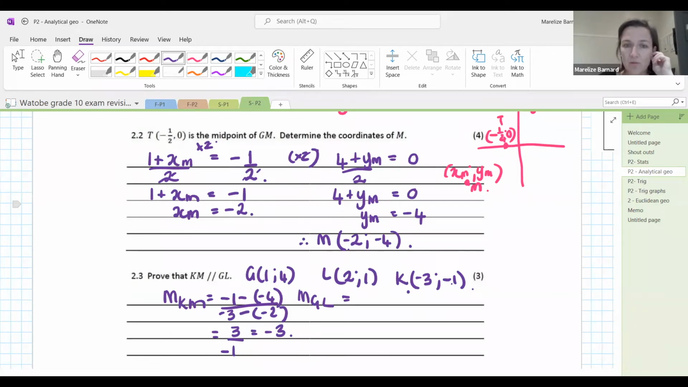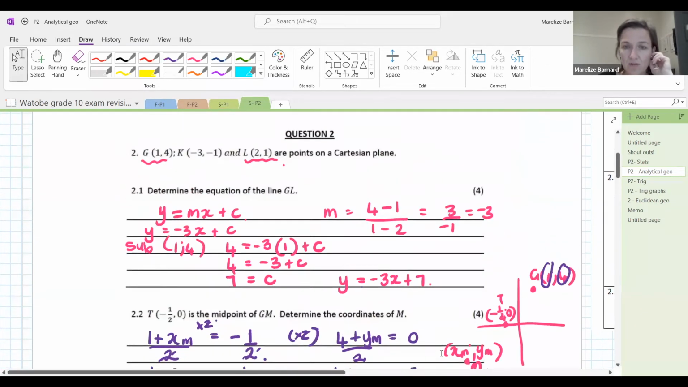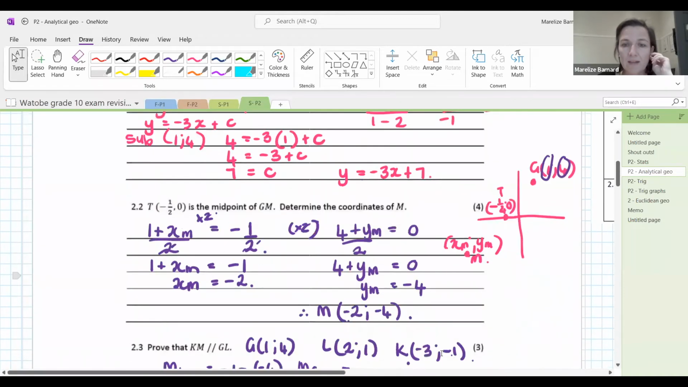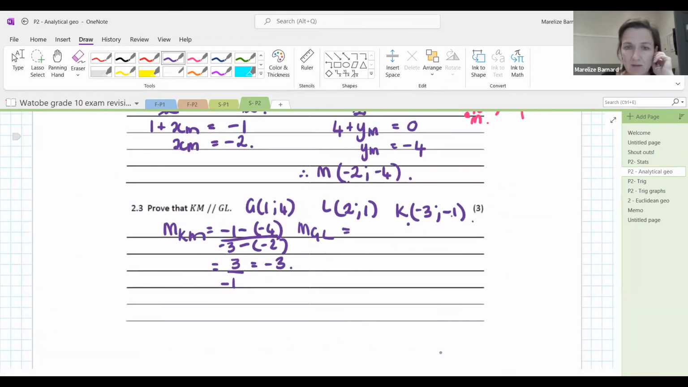And then we don't have to go through all the trouble to work out GL, because we did it already. GL we did in question 2.1, and it was also -3. So you can just write that it's -3, and then write a short sentence to say that the gradient of Km is equal to the gradient of GL, not G4, GL. I'm so used to making 4s. Therefore, Km is parallel to GL.